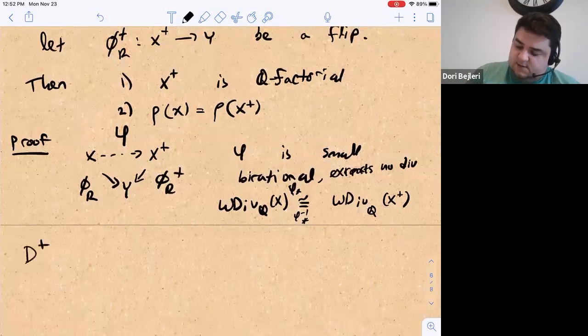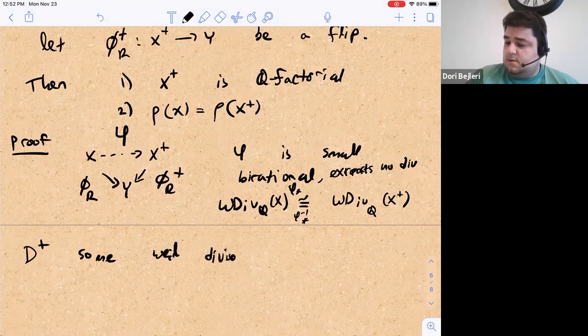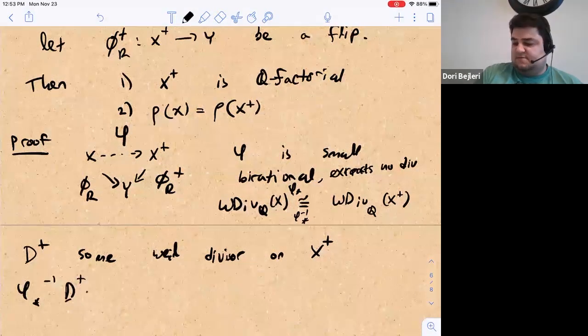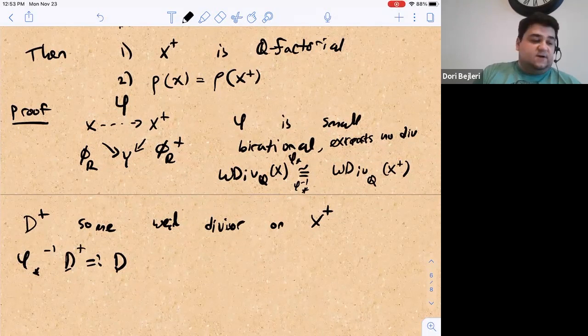So if we let D⁺ be some Weil divisor on X⁺, to prove Q-factoriality, we need to show that D⁺ is Q-Cartier. So we consider, I keep writing the wrong phi. I guess I should have used a different letter. We consider the strict transform inside of X, call this D. And now we use that X is Q-factorial, but that's not quite enough because we still need a way to compare D⁺ and D in a way that preserves Q-factoriality.